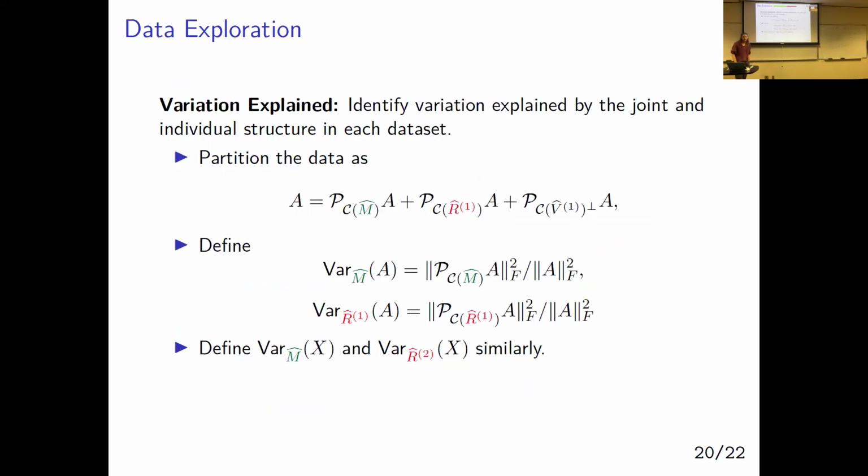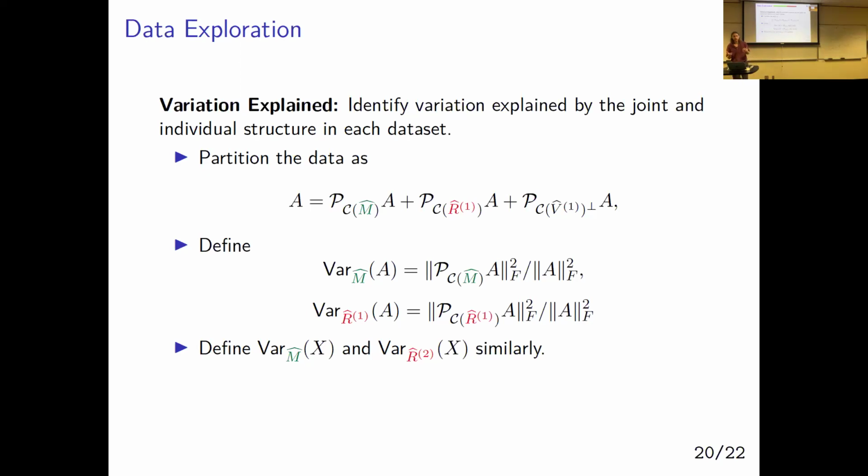All right, there's some other things you can ask, like can you quantify how much variation in one data set can be explained by the other. So this is super easy. You can just partition your data sets. Say we want to partition our network. Well, we can project onto the joint, we can project onto the individual, and then have everything else. So we've got this partition. These are all perpendicular to each other.